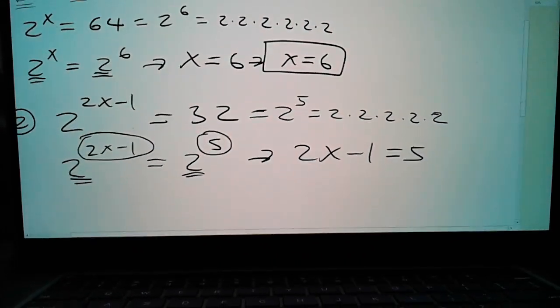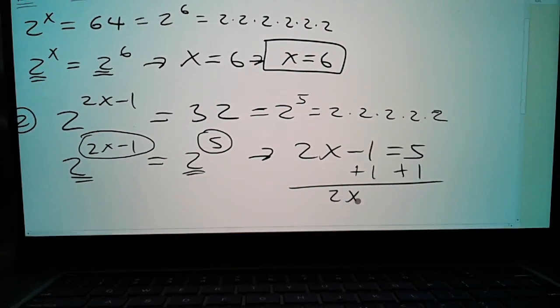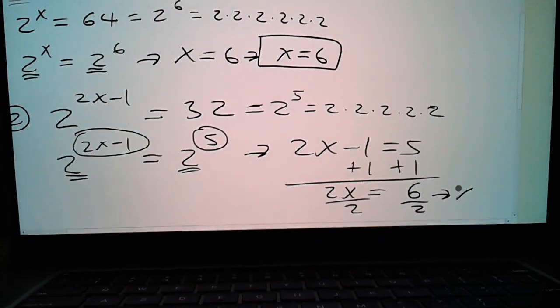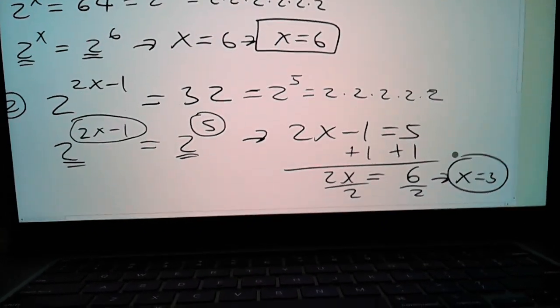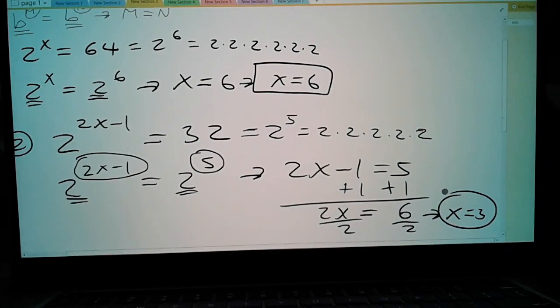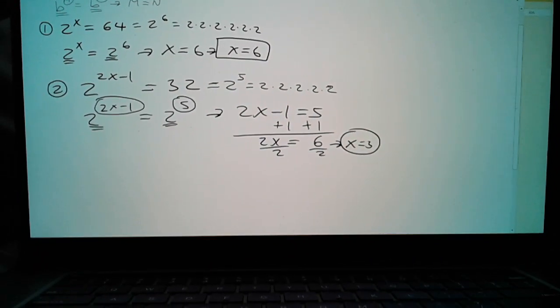So this is a simple 1-degree equation. If we solve it, we get 2x is equal to 6, or x is equal to 3. Again, we're trying to solve for x. That's our goal. Any questions? Does it make sense?